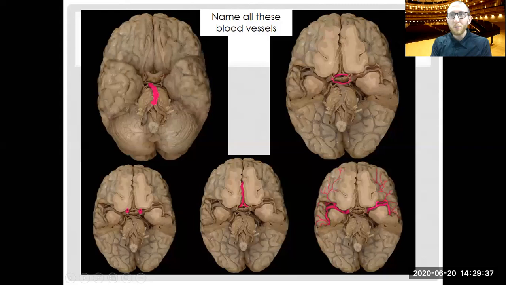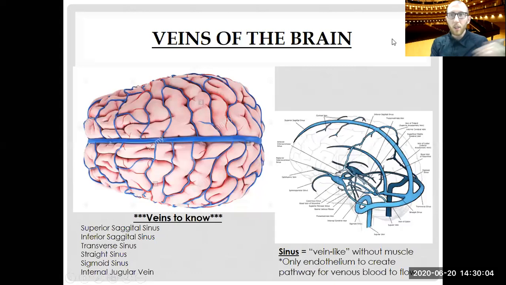In your small groups, I want you to name these 5 blood vessels. This is a cadaver picture from a website that's approved, and they've got the 5. So take those pictures, place them onto here, and tell me what each of these are in your small groups. Done with the arteries, onto the veins.